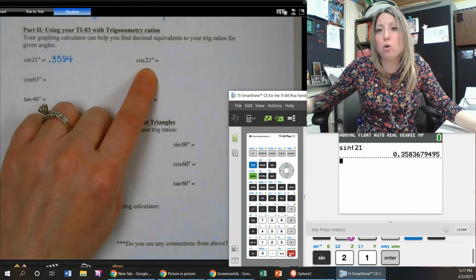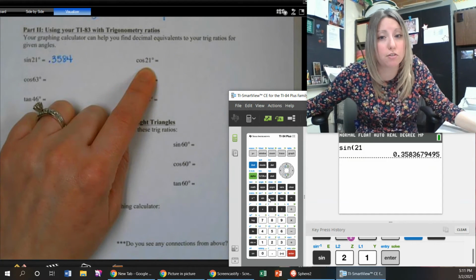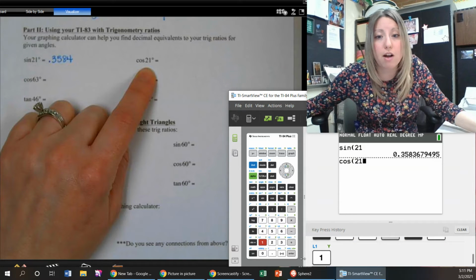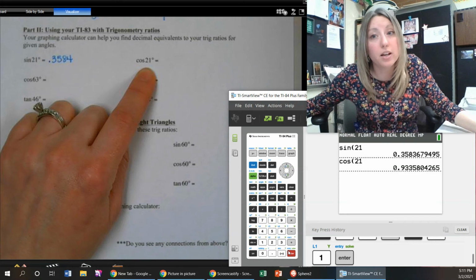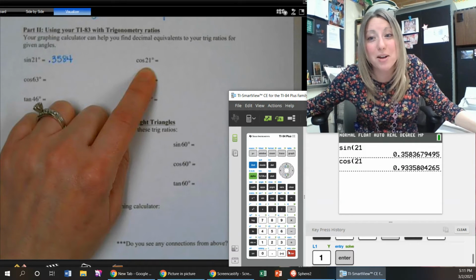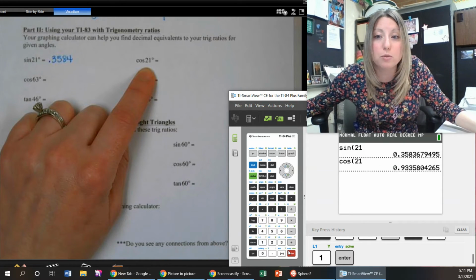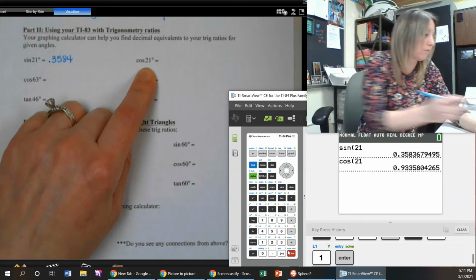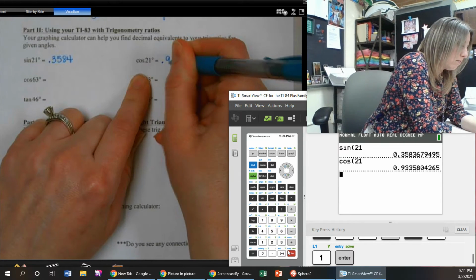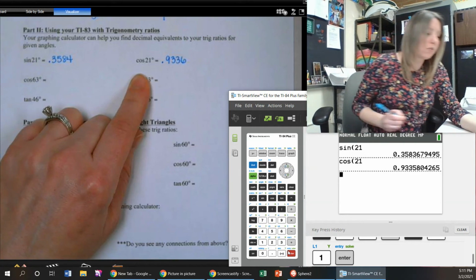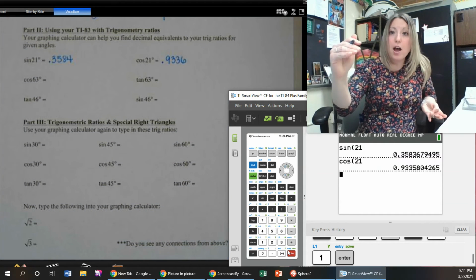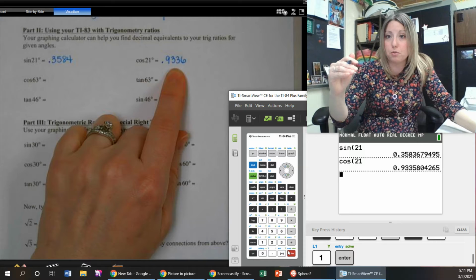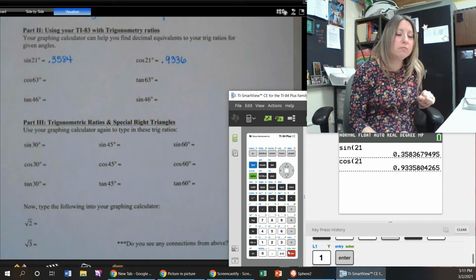Okay, let's try cosine of 21 just to prove to you that these are not equal to each other because they are not the same ratio of the sides and the lengths of the angles. They're also not going to add up to 1 if you look at them, right? So the cosine of 21 is 0.9336. Okay, and that just means that the adjacent side divided by the hypotenuse side is going to give me this value.